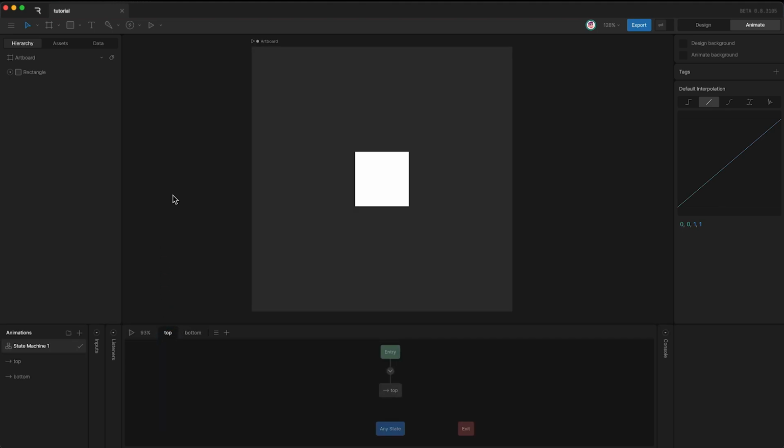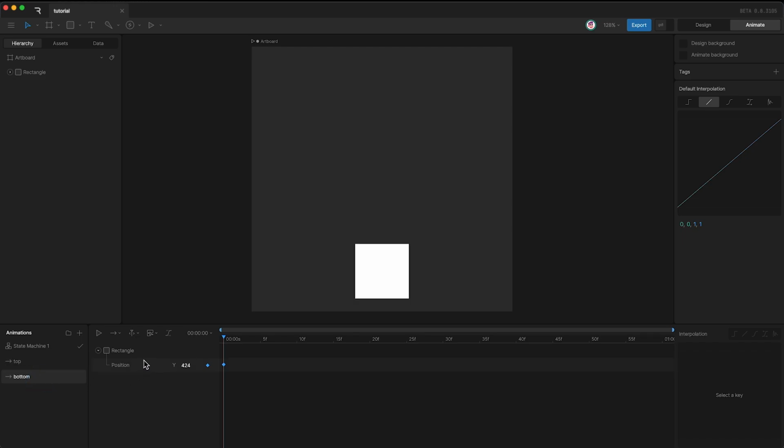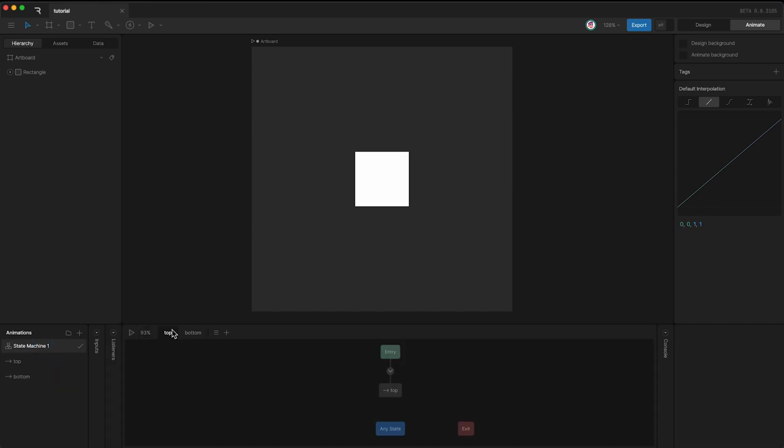Here I have two timelines. One where I have set the Y position of the white square to be up here, and one where I have the Y position of the white square down here. I'm animating the same property, and then I've put the two timelines in their own state machine layers. So what happens when I press play?